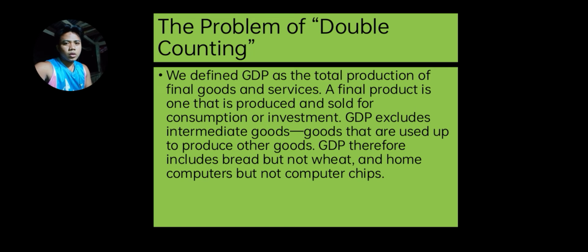The problem of double counting. We define GDP as the total production of final goods and services. A final product is one that is produced and sold for consumption or investment. GDP excludes intermediate goods, goods that are used up to produce other goods. GDP therefore includes bread but not wheat, and home computers but not computer chips.